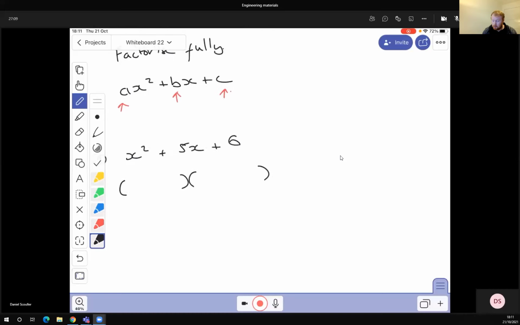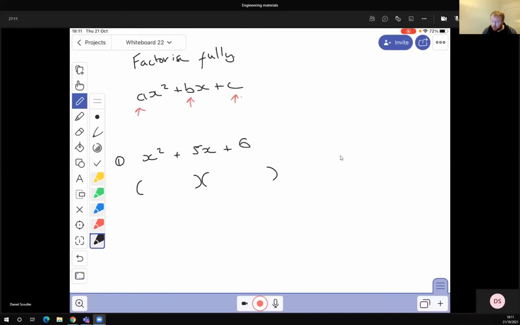The first thing I ask you to do every time is write out CDT. That gets it clear in your head what your process is going to be. The first thing you want to check for in everything you see is: is there a common factor? Is there any common factor we can remove? Remember, that could be a number or a letter. But this time, there's no common factor.